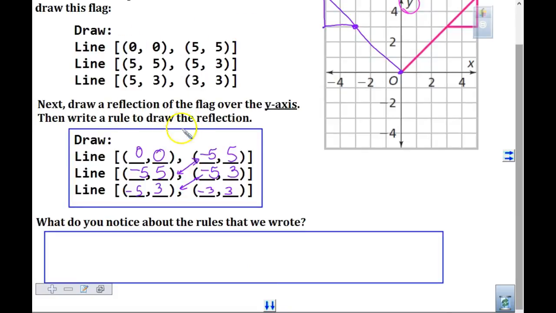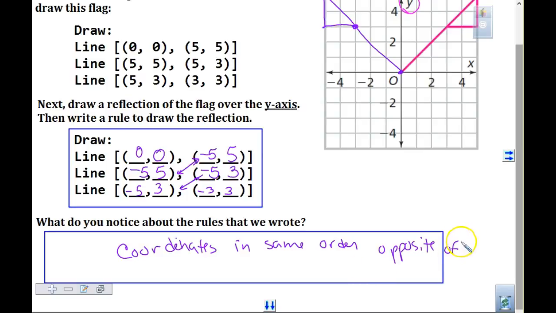from all of these up here to all of these down here? What changed when you reflect over the y-axis, Kylie? The x is negative. So the coordinates are in the same order. I want you to put down coordinates in the same order, right? But it is the opposite of x.